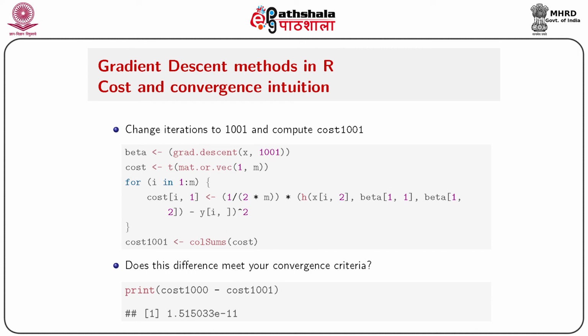Now changing the iteration to 1001 and computing the cost1001. So again I can compute cost1001 by this, and see whether the difference meets your convergence criteria. If you take the difference, it would be 1.5 into e to the power minus 11. If that is your criterion, then you can stop here, otherwise you can continue further. So that's all about the gradient descent method and its implementation in R.